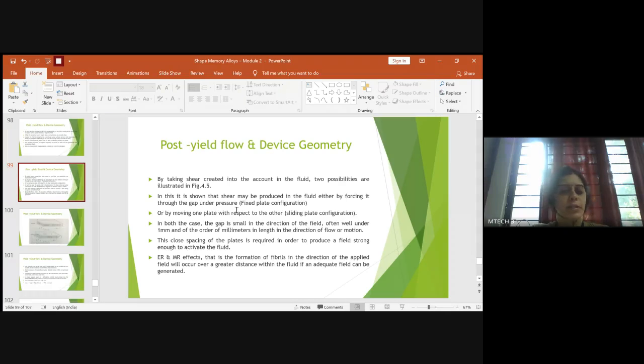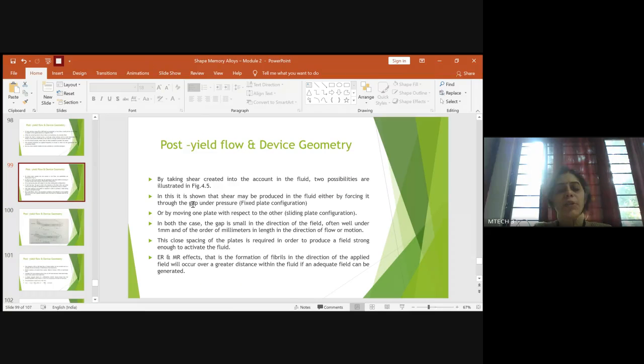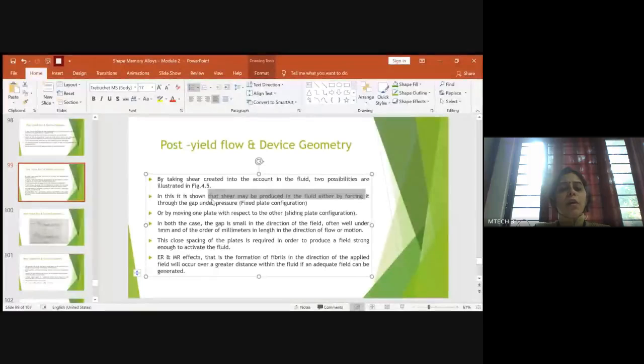I'll just complete this slide and later the derivation could be taken in the next class. So the graph will show the nature of the ER and MR fluid when it is subjected to the force, provided one plate is movable and one plate is fixed. Here it has been shown that the shear may be produced in the fluid. How can it be produced? Either by applying force through it or by subjecting it to pressure.